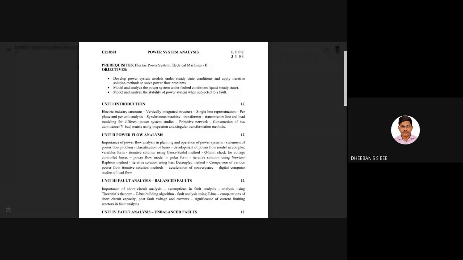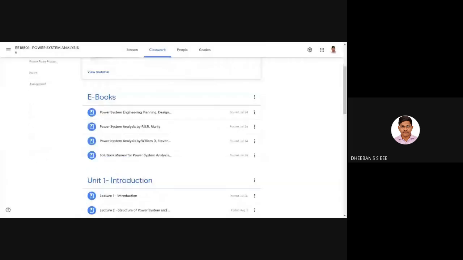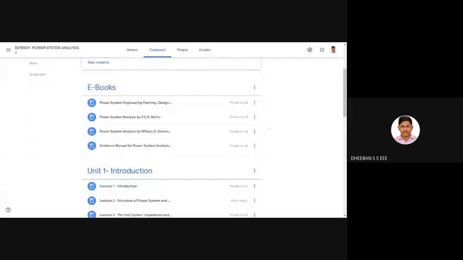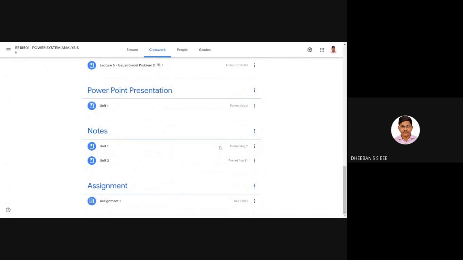I have also given the ebooks, right? The Google Classroom ebooks are present. You can see through the ebooks also if any question deviates from other resources. Mostly it will be in these four books. Mainly the questions will be coming from your notes only, even for both unit 1 and unit 2.